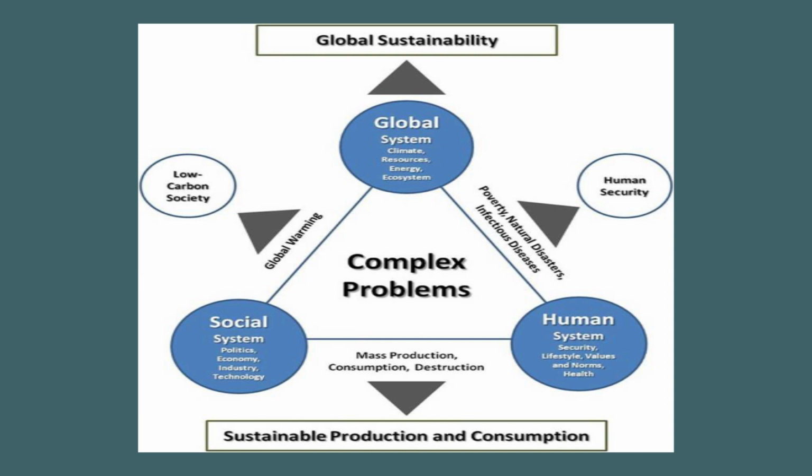Now, what we can say is that different individuals make a social system, and this social system maintains the global system. So to look for global sustainability, a sustainable planet Earth, we need to understand the relation between these three important systems, right?